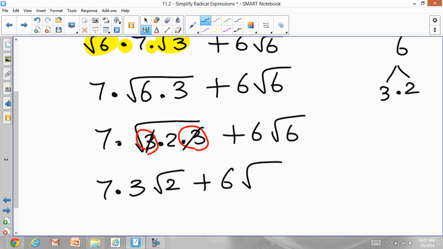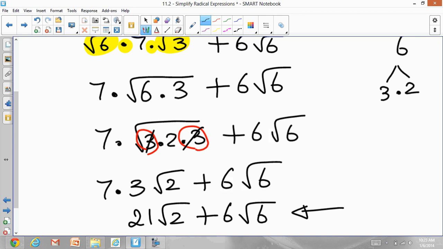Plus 6 square root of 6. Even if we try to break up the 6 apart, it's still going to be 3 times 2, and they're not going to have a pair, so square root of 6 stays the same. That's the lowest you can go. So 7 times 3 is 21 square root of 2 plus 6 square root of 6 will be the answer. This is as best as you can simplify.